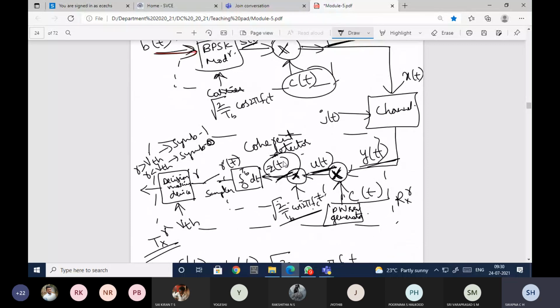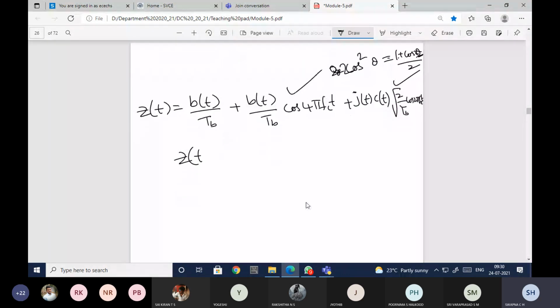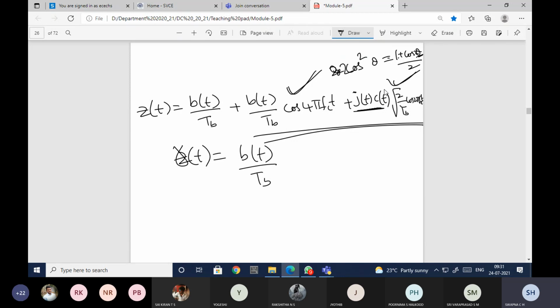This z of t is passed through the low pass filter so that I'll get r of t. r of t will have only b of t by Tb. This will be eliminated because it is a high frequency component. See here, j of t is getting multiplied with c of t, so it is spreading. This j of t is getting spread, so it is again becoming a wideband signal. Wideband signals will not be passed through the low pass filter. So r of t will be equal to b of t by Tb.